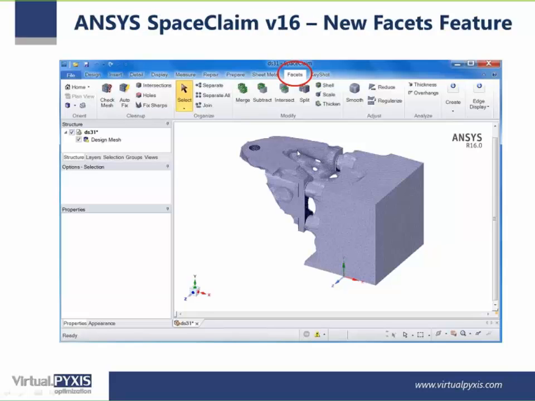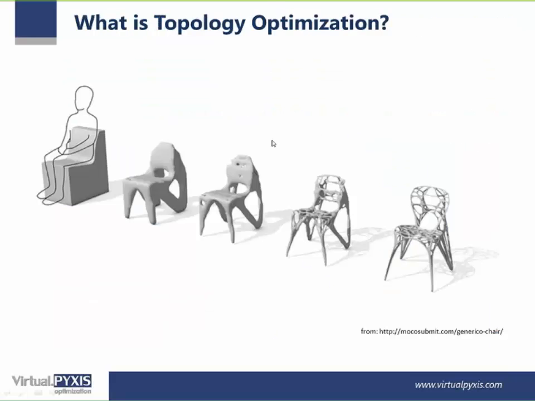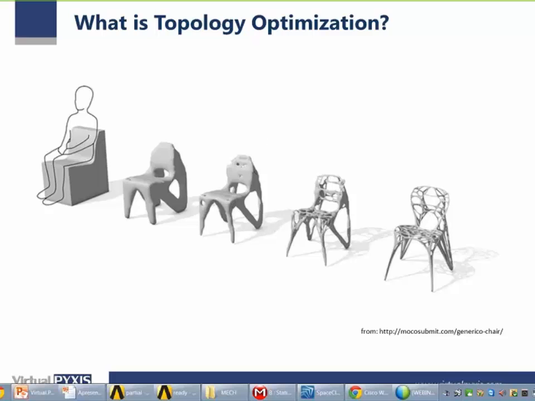The idea today is to talk about the new feature of SpaceClaim version 16, which is the faces feature. I will show you a little bit more how to prepare a model from topology optimization results using STL5. But at first, what exactly is the topology optimization we are talking about today?